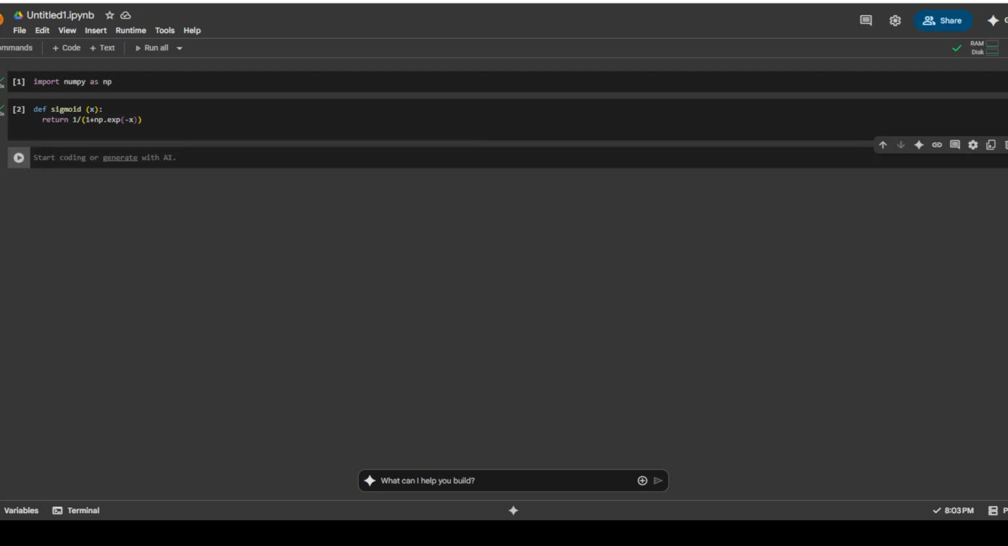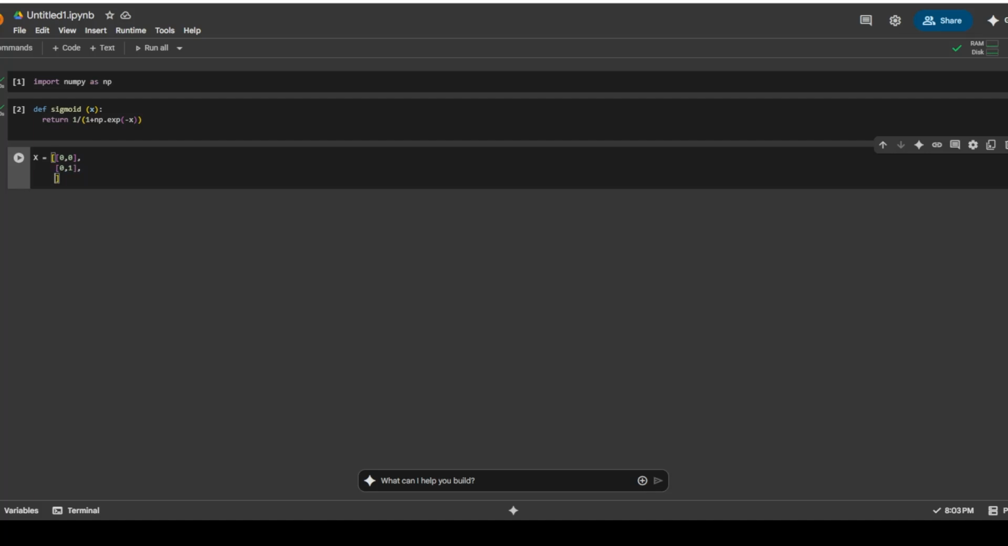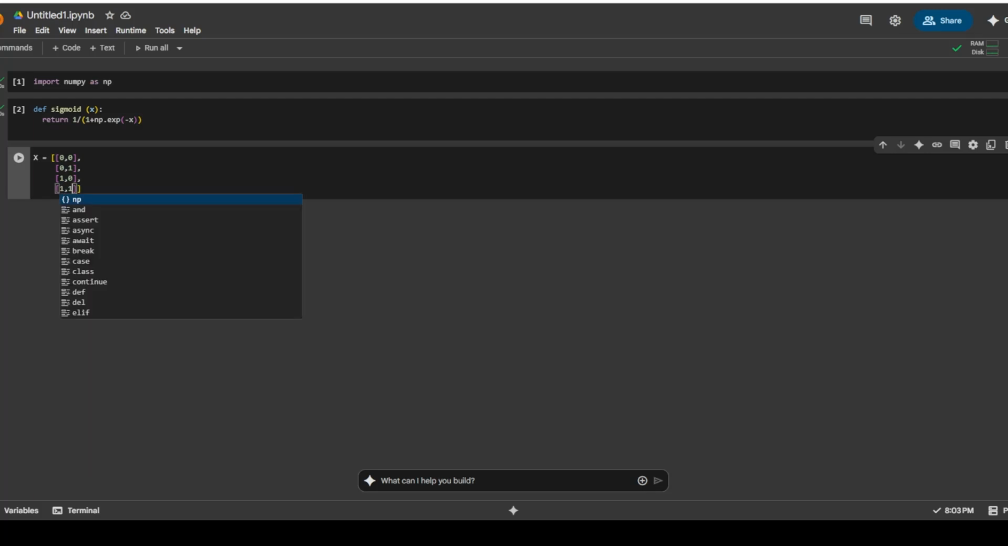Now we're going to create input data, the AND gate truth table. At first our 0 0, and then comes the 0 1, and then comes our 1 0, and finally comes our 1 1. Okay, now if we run this.